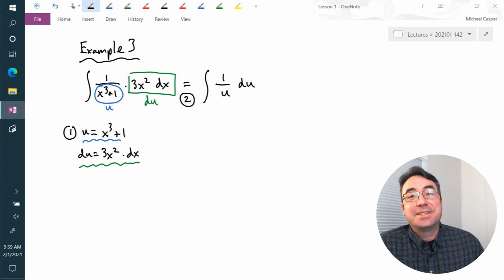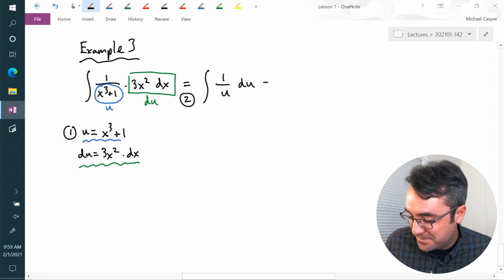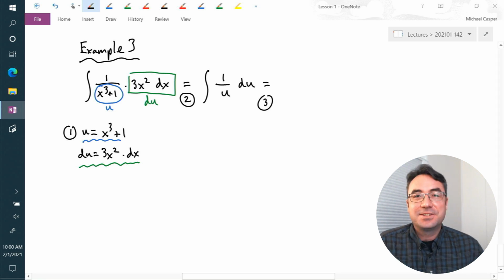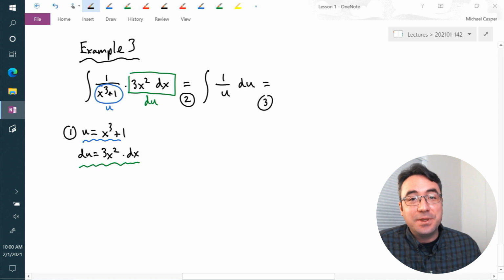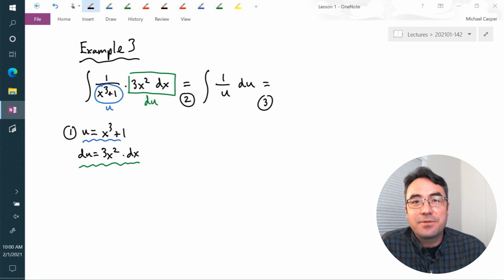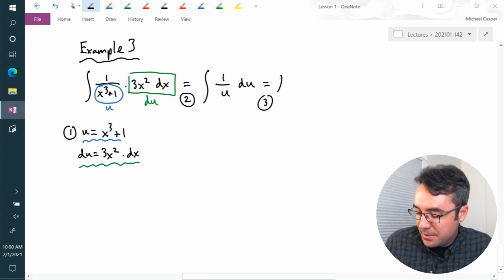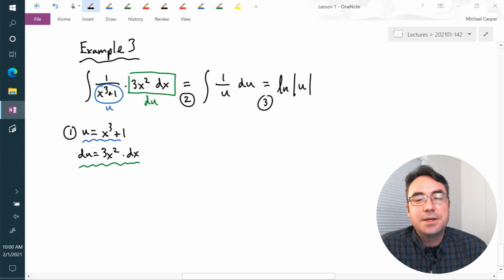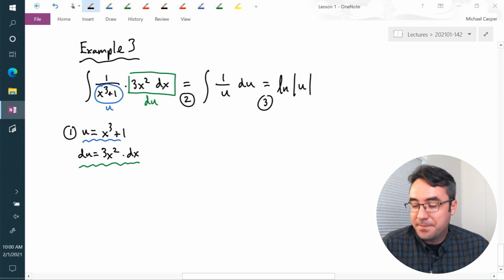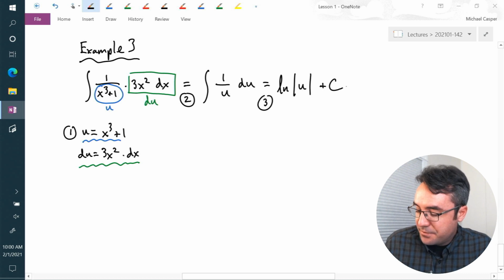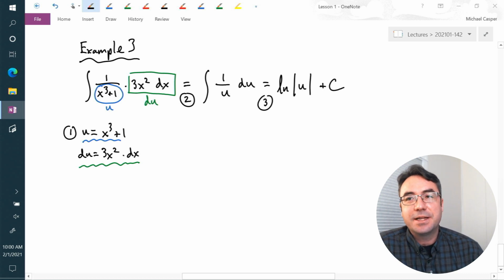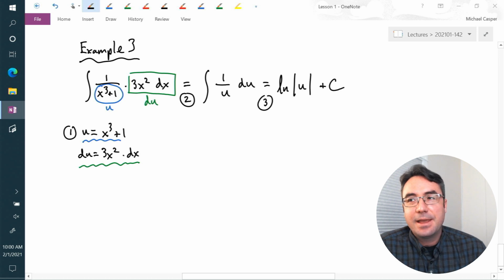So now let's actually do it. Step 3: let's switch over and actually do the integration. This is one of our basic integrals. We just have to have it memorized. The integral of 1 over u is the natural log of the absolute value of u. So remember the absolute value there. And as soon as we get the antiderivative, let's remember our arbitrary constant, plus c. And yeah, we're done. We're finished with the integration.